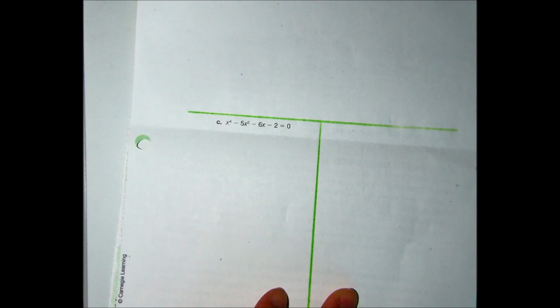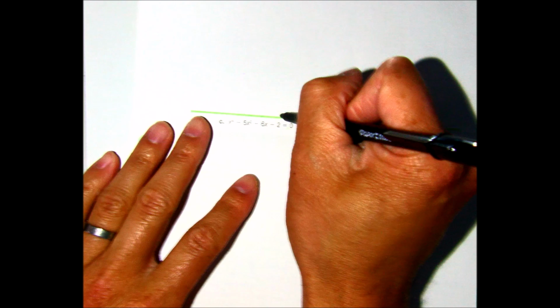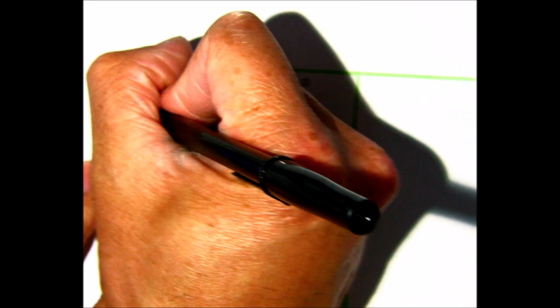Alright, let's get our possible values. Madeline, what is my p-value? -2. Okay, so the p-value is the last term, guys. Just take the absolute value, so don't worry about a positive or negative.